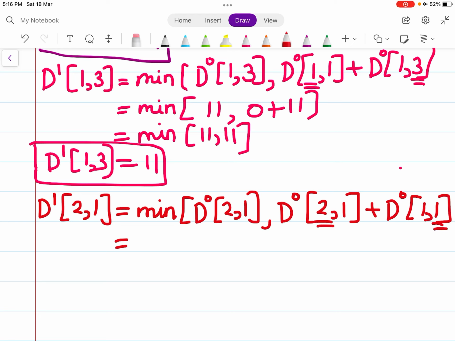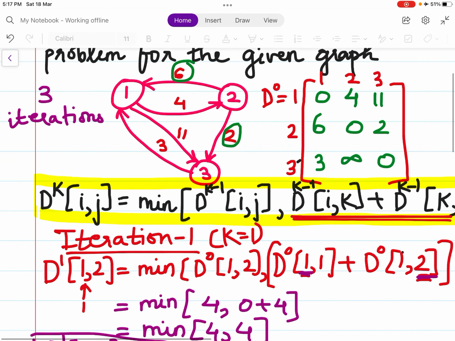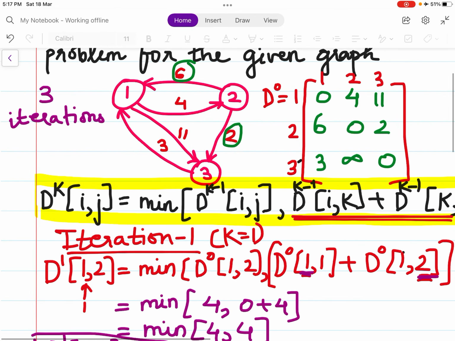So we'll write here min of d0 of 2 comma 3 comma d0 of 1 in between, so 2 comma 1 plus 1 comma 3, with 1 in between 2 and 3. So min of d0 of 2 comma 3, and 2 comma 3 is 2.